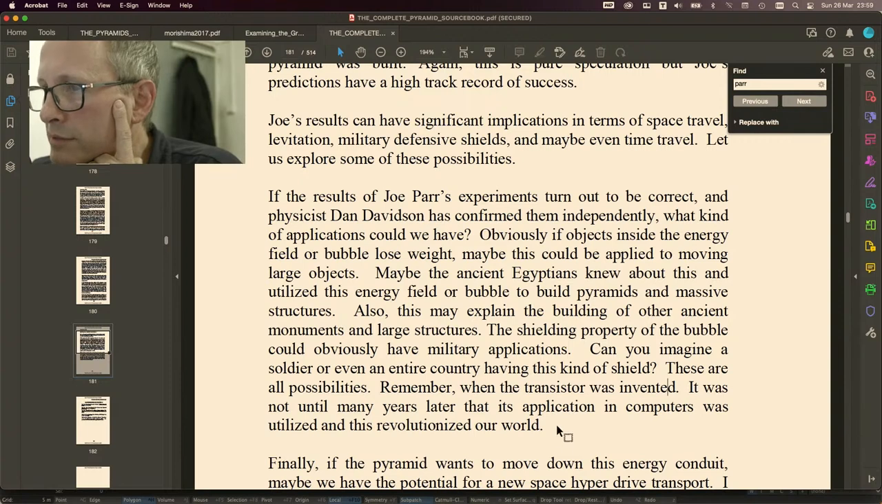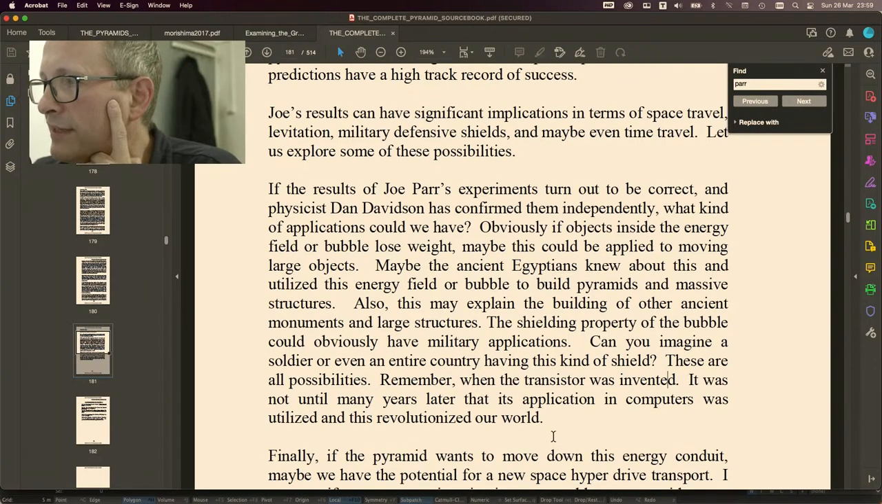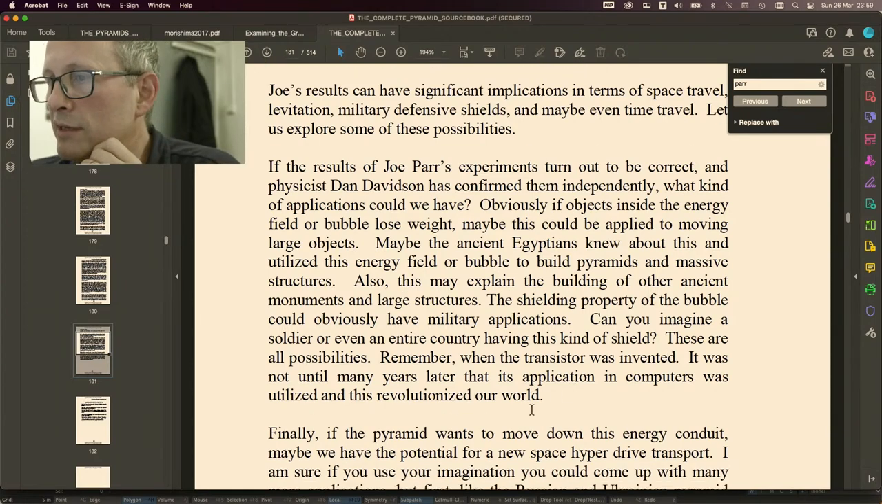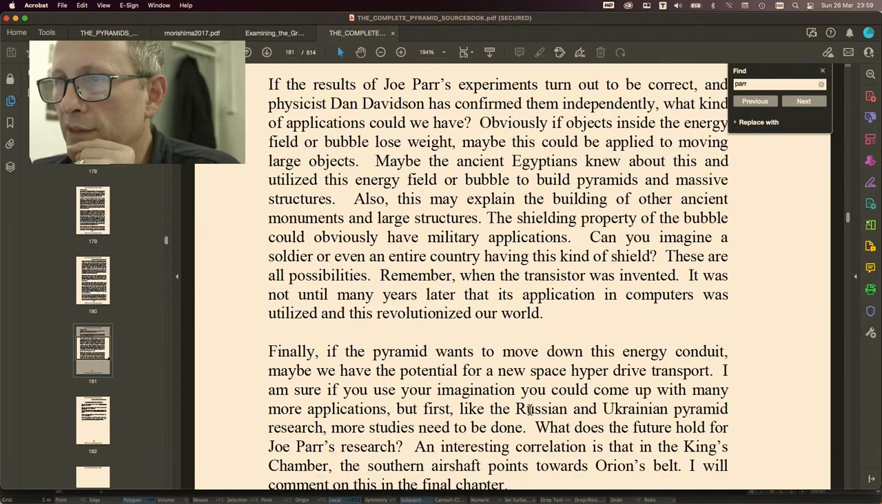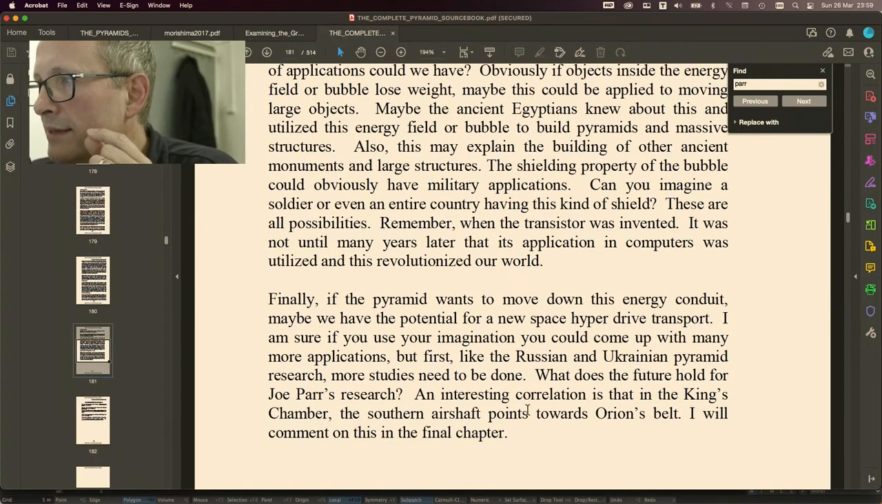These are all possibilities. Remember, when the transistor was invented, it was not until many years later that its application in computers was utilized and revolutionized our world. Finally, if the pyramid wants to move down its energy conduit, maybe we have the potential for a new space hyperdrive transport. I am sure if you use your imagination, you could come up with many more applications. But first, like Russian and Ukrainian pyramid research, more studies need to be done.